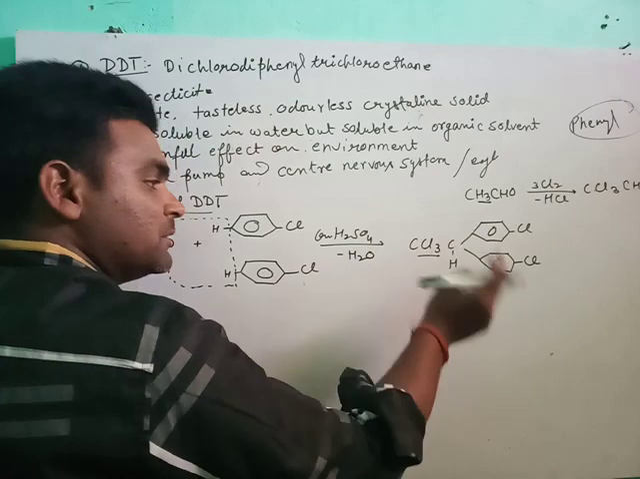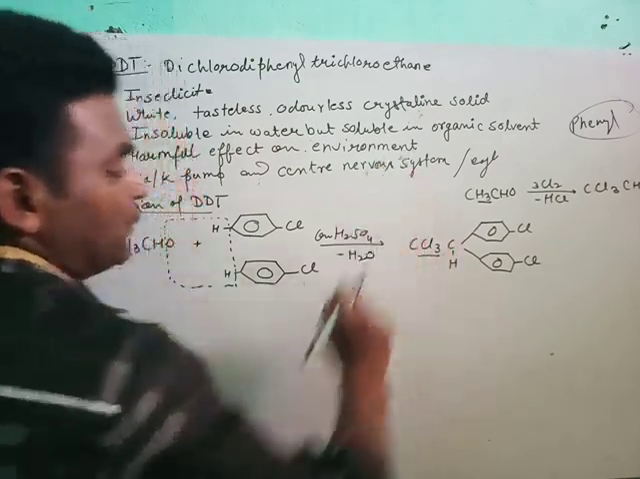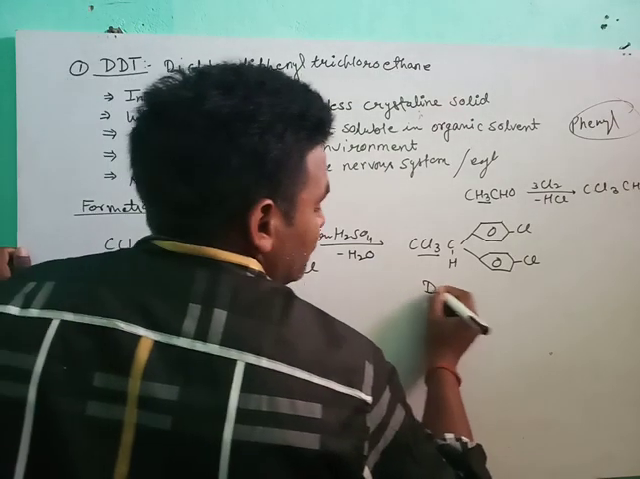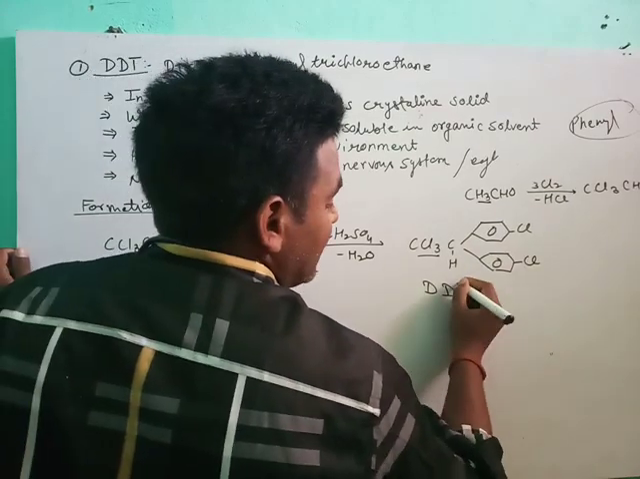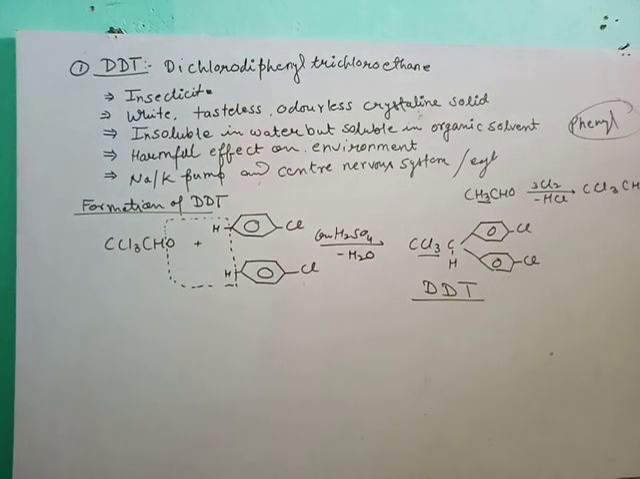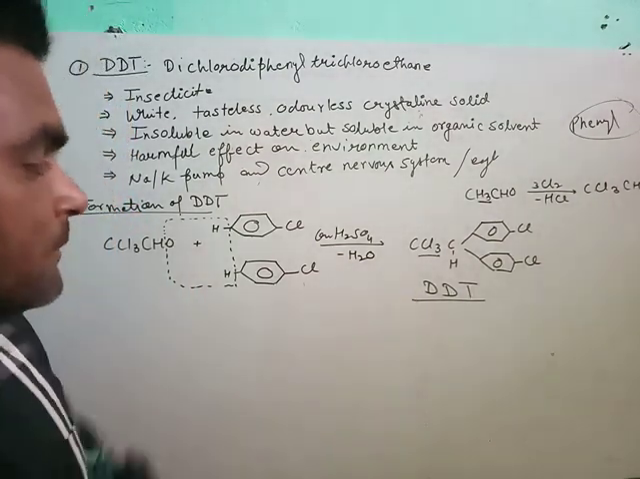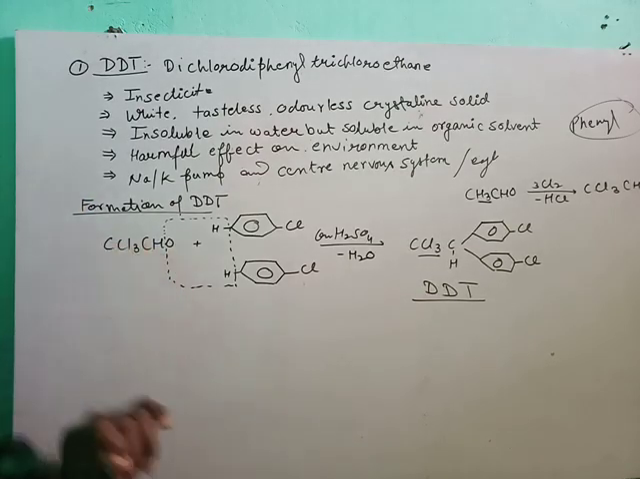Then we have 1 and 2 carbon. 2 carbon means ethane. So this is dichloro, diphenyl, trichloroethane. This is DDT, the most important topic of this chapter. So it is clear how DDT is formed and what its full form is.